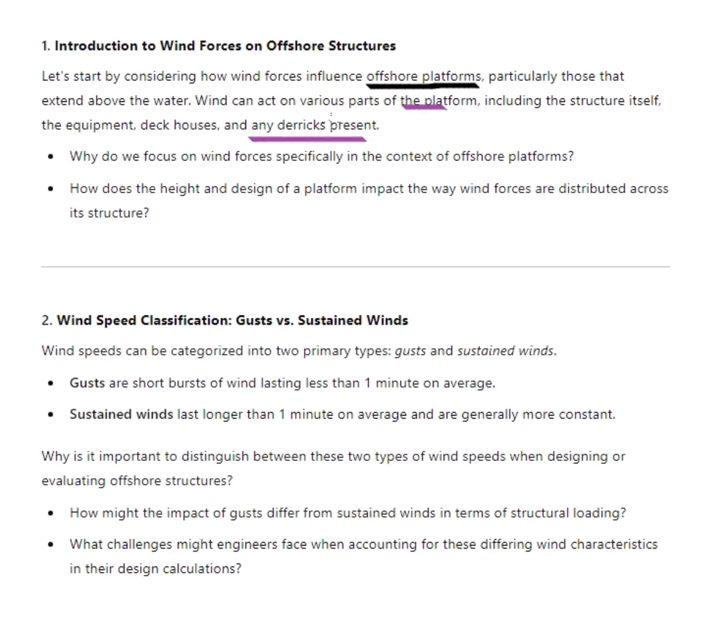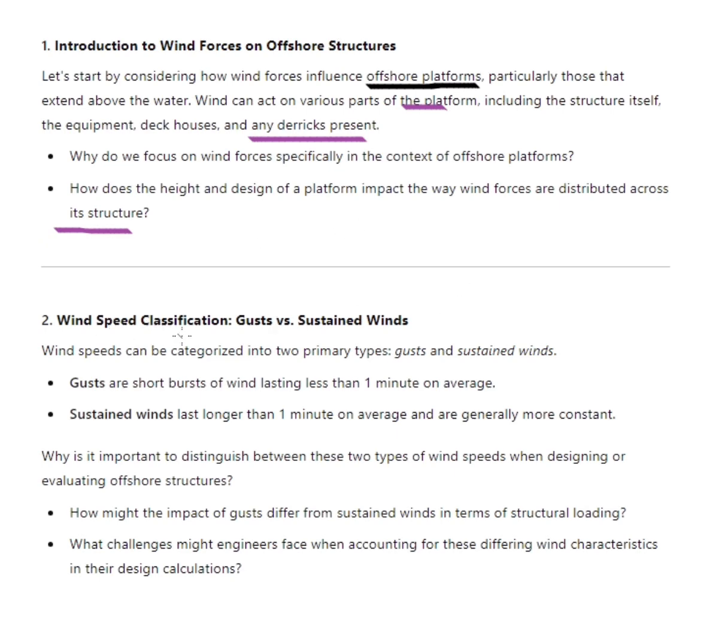So first we need to understand why we focus on wind forces specifically in the context of offshore platforms, and then we will discuss how the height and the design of the platform impact the way wind forces are distributed across its structure. We can see that the height of the platform really impacts the way wind forces are distributed. If the wind forces vary throughout the height of the platform, how does it impact that? We can see it.